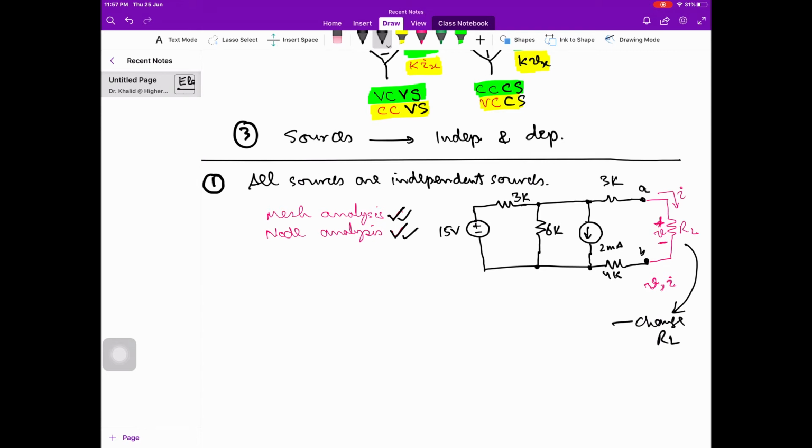So in order to simplify our analysis, we see if we can find the equivalent circuit to the left side of this node A and B. The equivalent of this, I will show it over here again.